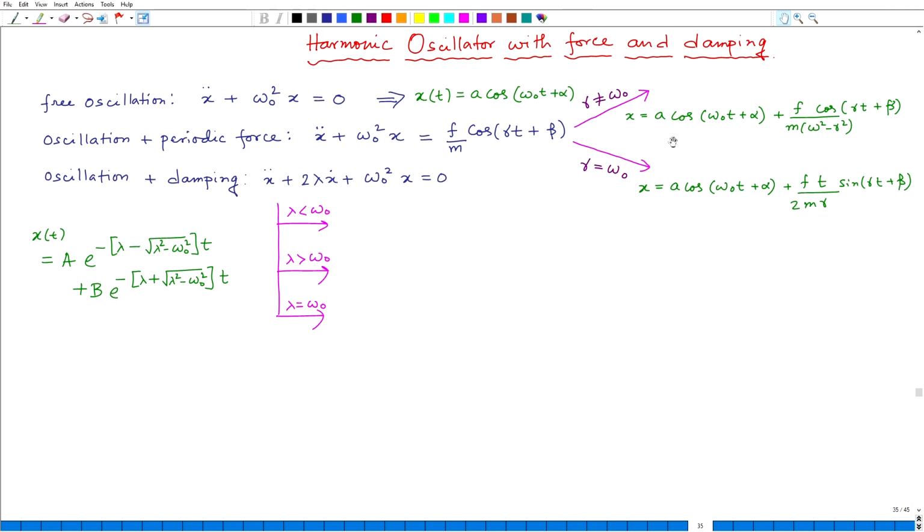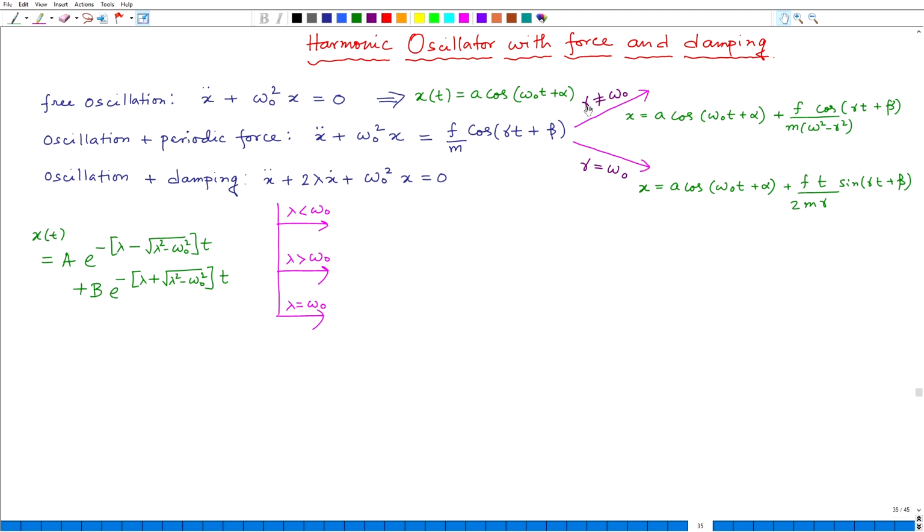The complementary function is the solution of the homogeneous part, that means when the force part is 0, and the particular integral is the solution of the non-homogeneous equation. And there we distinguished two cases.